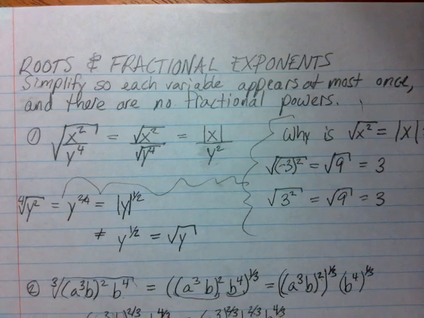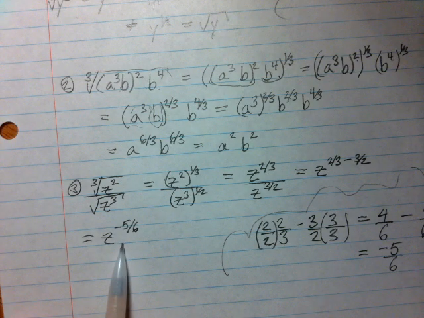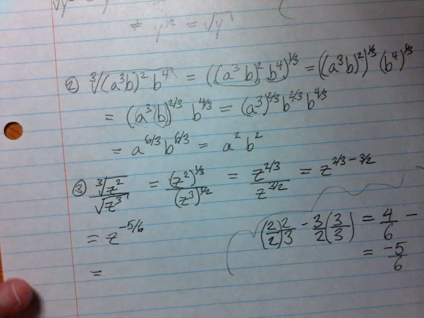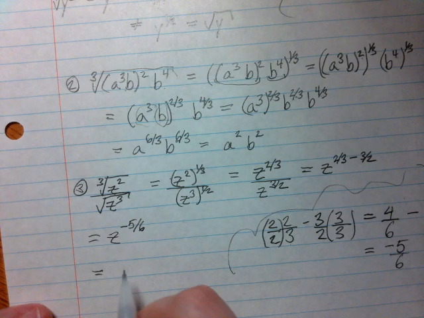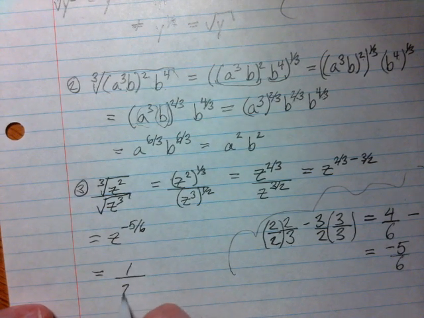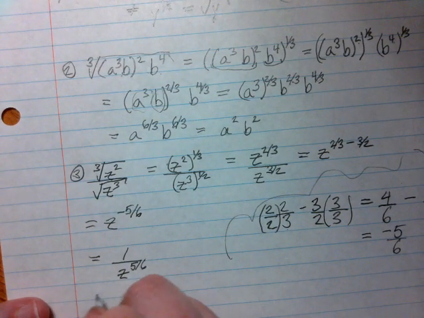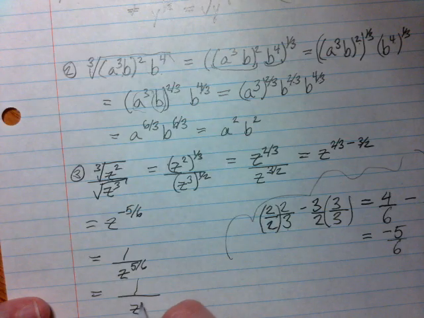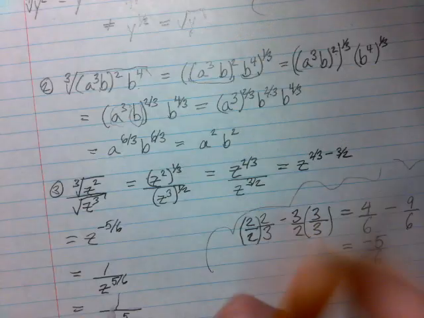So I've done that. And I want no fractional powers. So how do I write this no longer as a fractional power? I guess the negative power is okay. Nobody told me not to do that. But I could also, if I wanted to, write this as 1 over z to the positive 5/6. And then what this means is this is z to the 5th, and it's the 6th root of that.